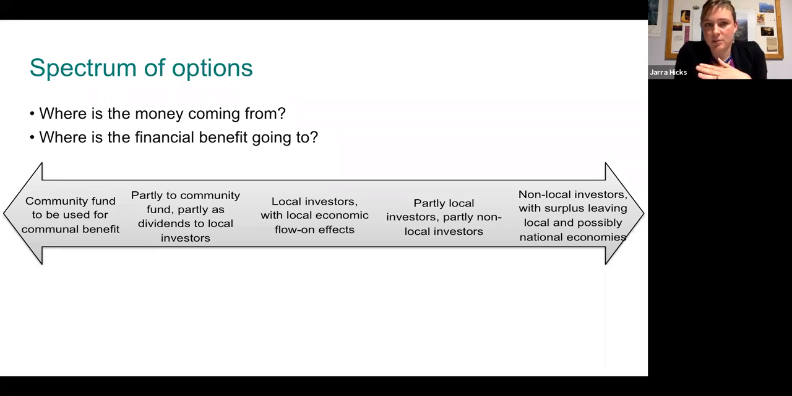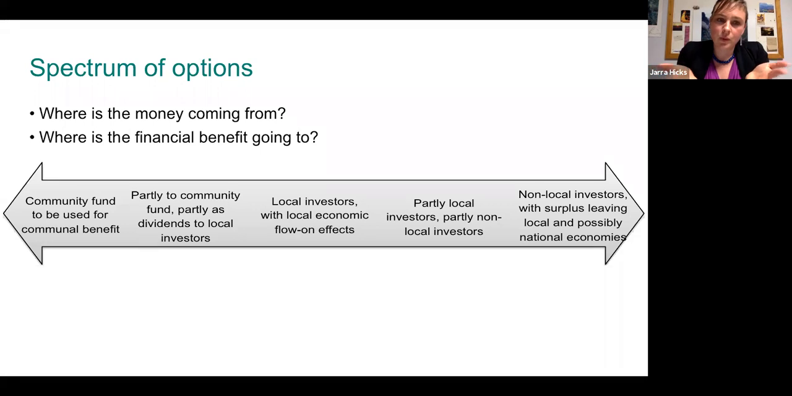On the other end of the spectrum is that you've sourced your finance from non-local investors, so from people far away. And so all of your surplus, all of your profit is being returned as returns on investment to people somewhere else, leaving the local economy, but also possibly the national economy. So this would be a classic scenario for a corporate renewable energy project. And then within those two spectrums, there's a lot of different positions. And I've just articulated three here for the purpose of exploring the different options.